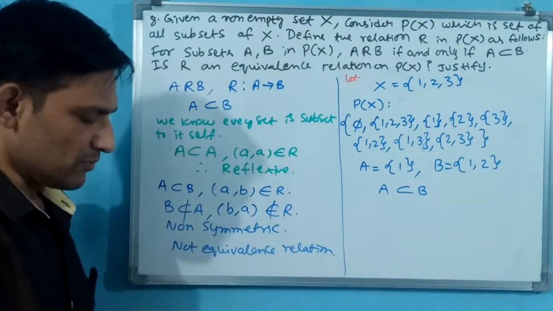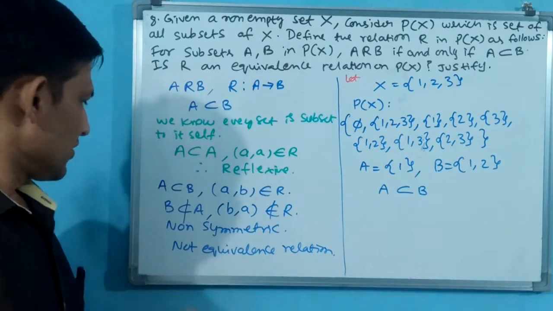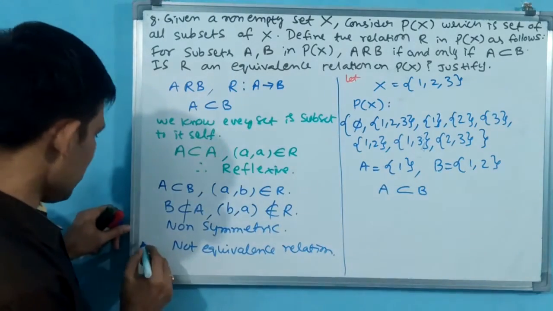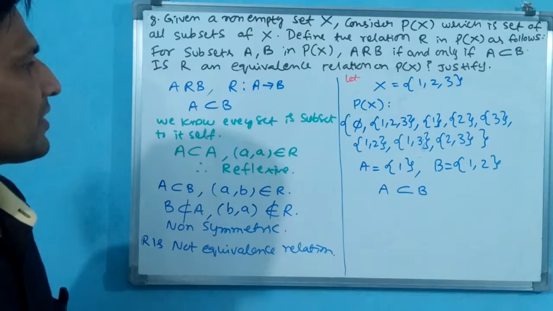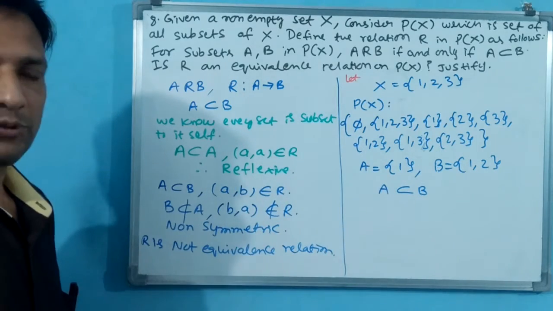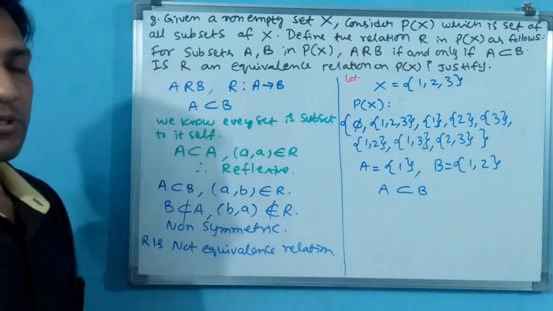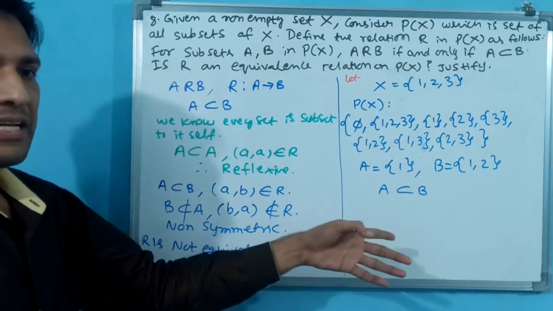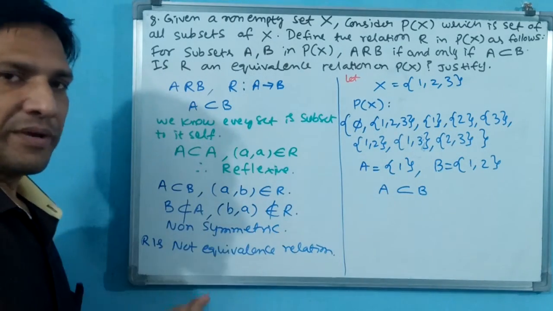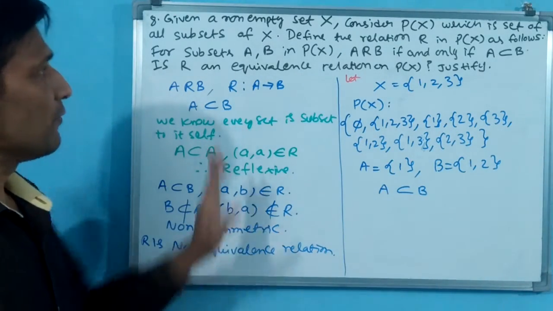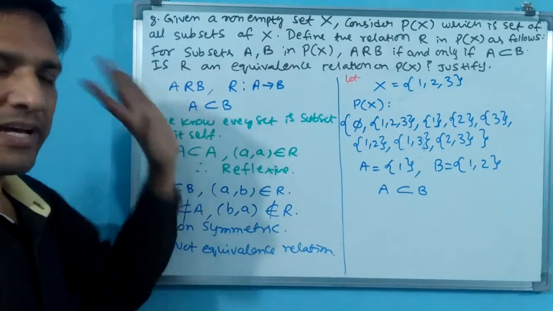That's all. Close this problem. Why? Because is R an equivalence relation? R is not an equivalence relation. You write here like this: R is not an equivalence relation. With an example we have shown. You understand? Whatever example you may take, when A becomes a subset of some other set, then B cannot become a subset of A. Therefore, this relation is not an equivalence relation. Like that you can write and close the answer.